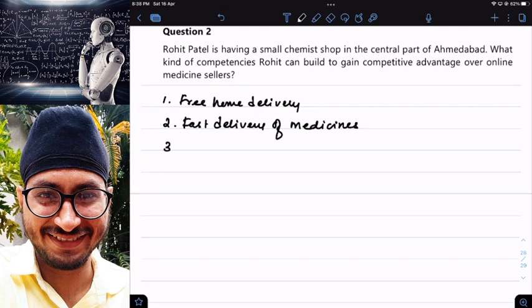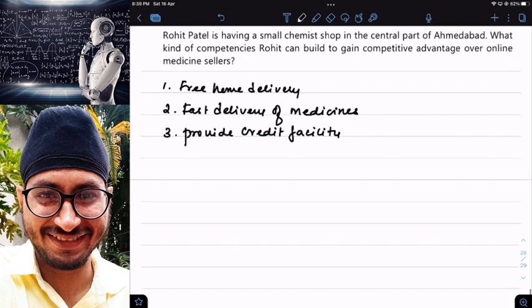Then provide credit facility. For regular customers, this person can give a credit facility wherein they can buy the medicines in one month and clear their bill after one month. That also this person can do.